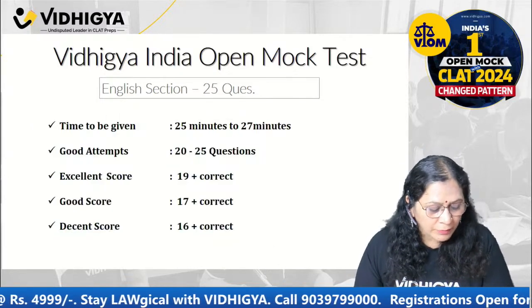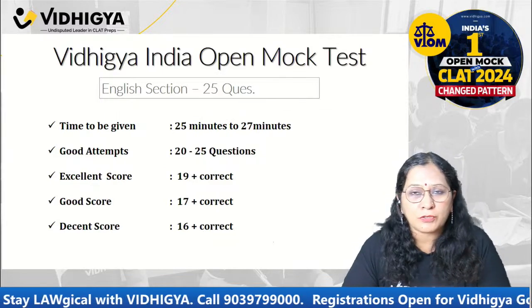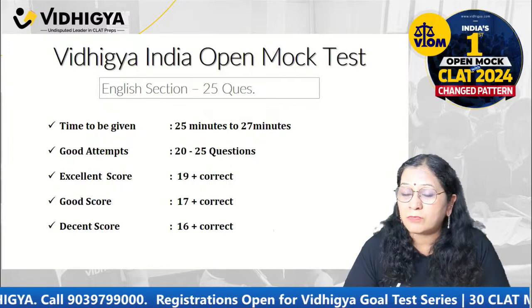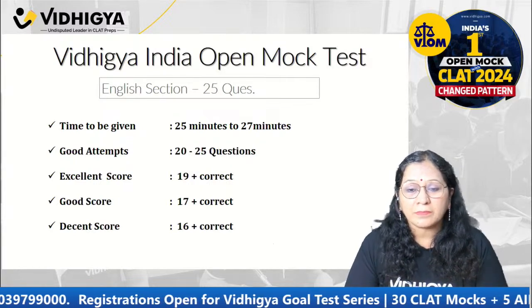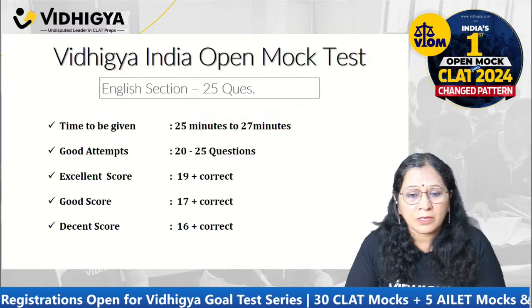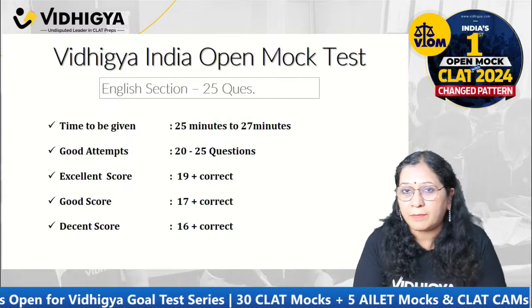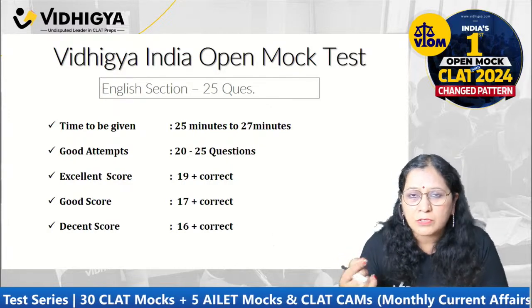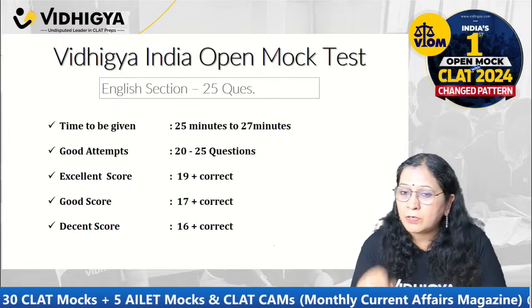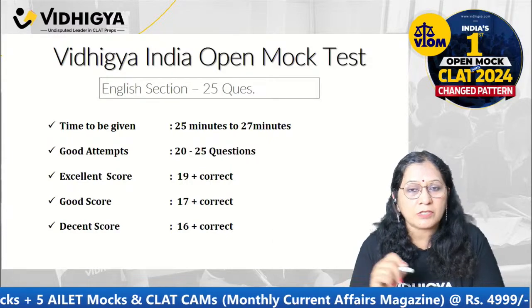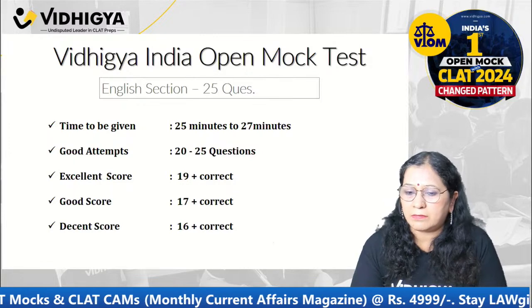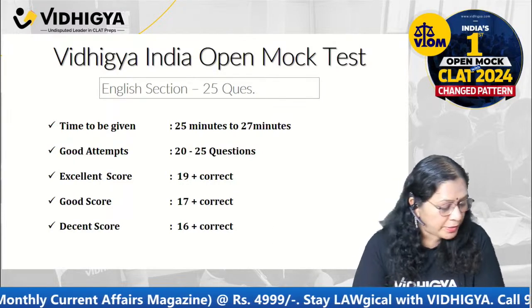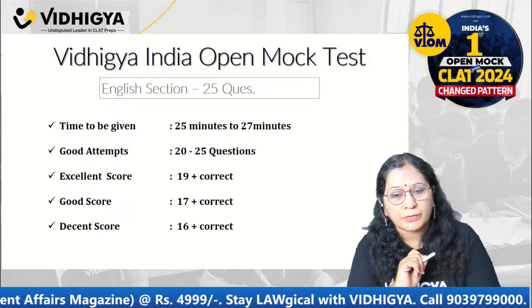So overall, what we need here is to devote 25 minutes to 27 minutes. Yes, I would suggest you would do all the passages, right? By now you should actually get into the habit of doing 25 questions in 25 minutes, at the most 27 minutes. If you are able to attempt all 25 questions, you will be getting, say, 19 to 20 correct. If you get 19 to 20 correct, that would be, as we said, an excellent score.